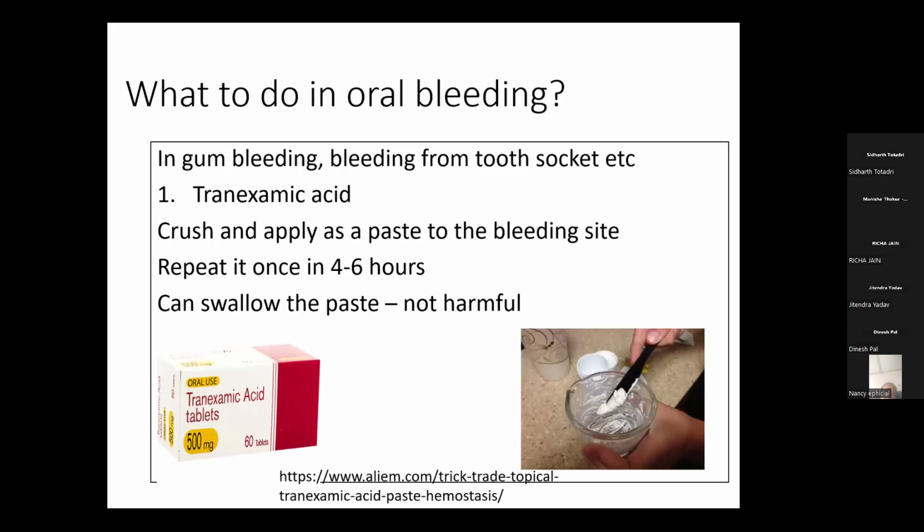In gum bleeding, bleeding from a tooth socket, etc., we can use tranexamic acid. We use it in our hospital also. Tranexamic acid comes in tablet form. Crush and apply as a paste to the bleeding site. Repeat it once in 4 to 6 hours. Can the paste be swallowed? Some patients ask us, my child swallowed the paste, so what to do? Swallowing the paste is not harmful.